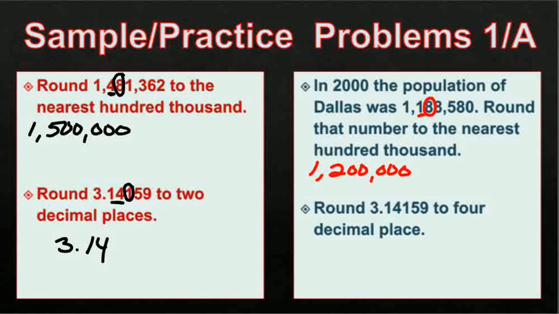And then round 3.14159 to 4 decimal places. So I'm going to underline 4 decimal places. The 9 tells you what to do with that 5. Since 9 is more than 5, I need to round up the next digit. So it would be 3.1416.